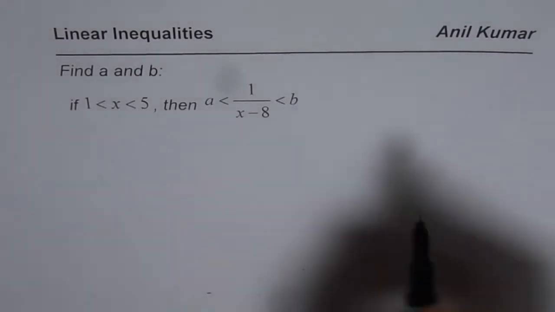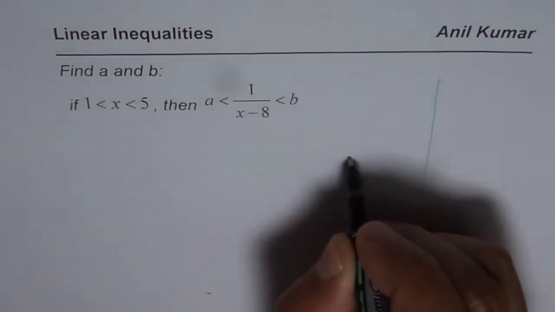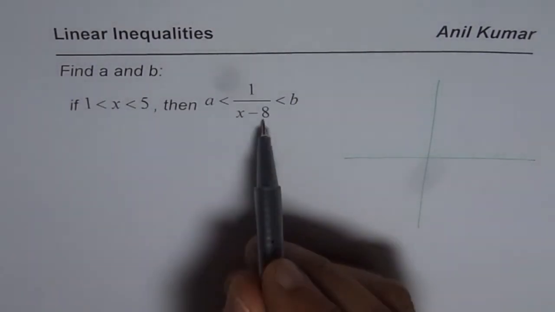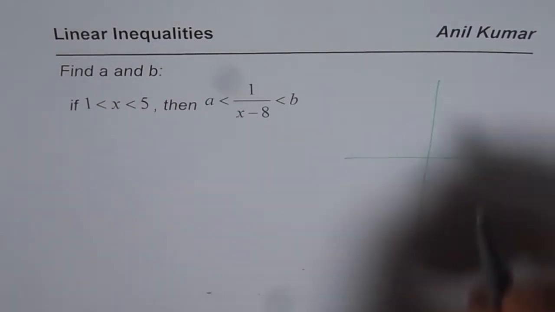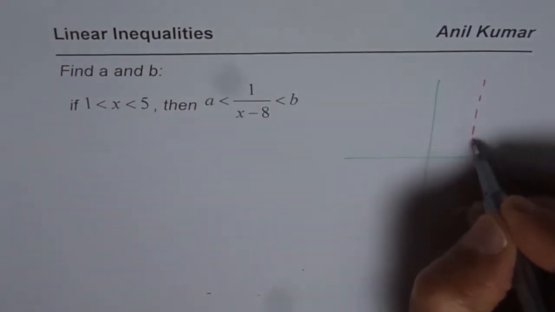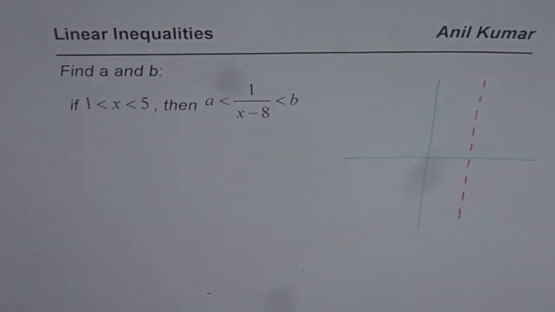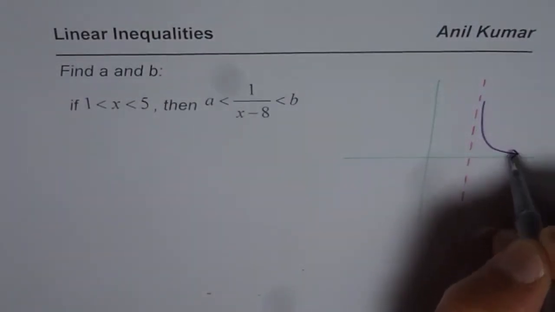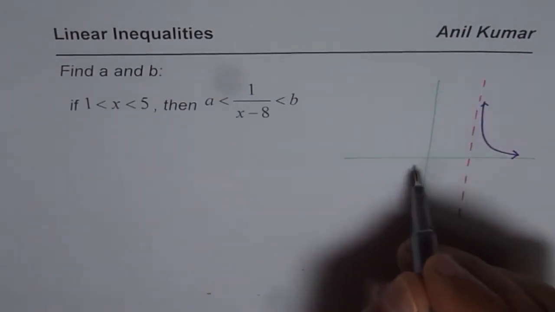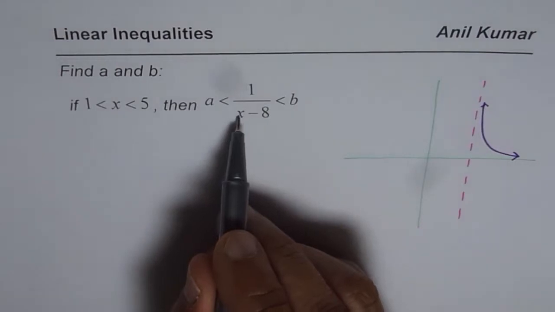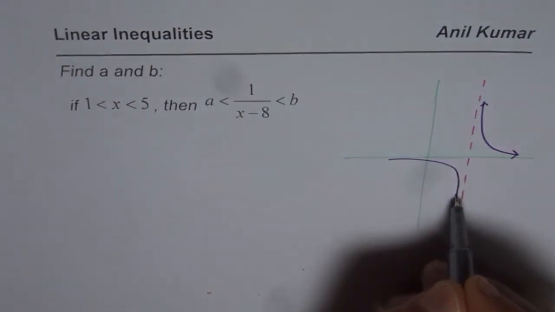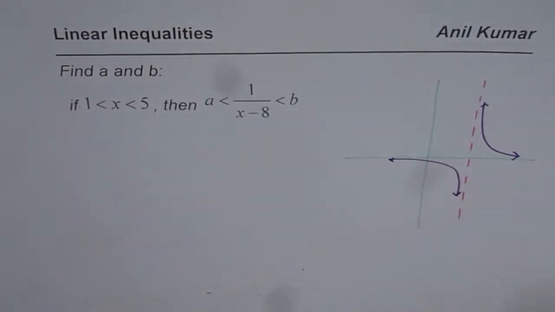Now, 1 over x minus 8 is a reciprocal function. If you sketch it, you may get a graph something like this. At x equals 8 there will be a vertical asymptote. If x is greater than 8, it is going to be positive, so something like this. We're just making an approximate graph. And if x is less than 8, when x is 0 it is minus 1 over 8, so it's kind of like this. That is how the graph is going to be.